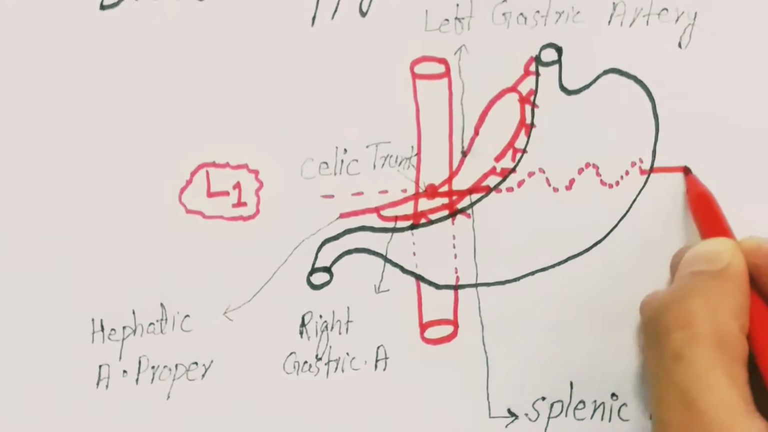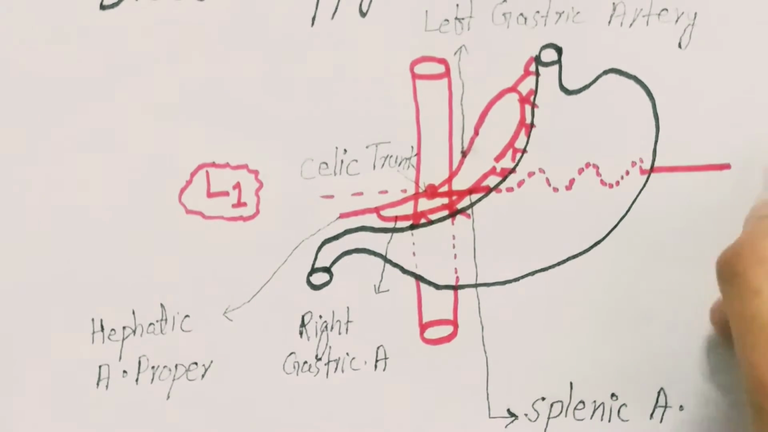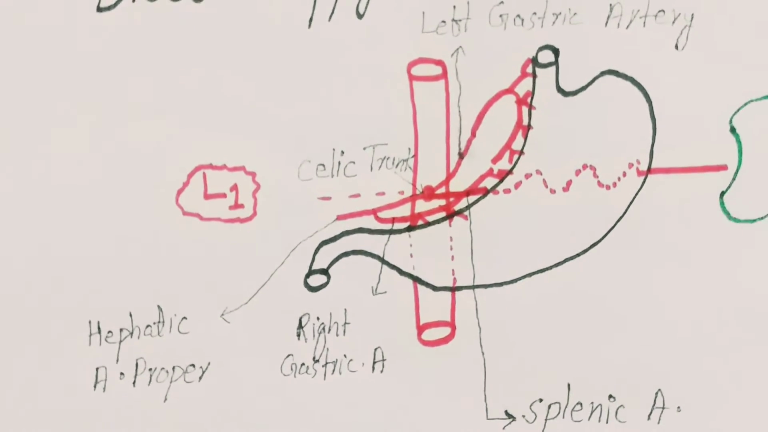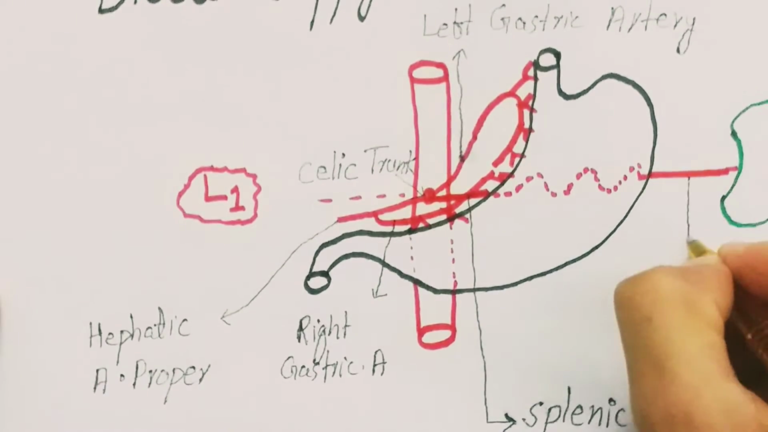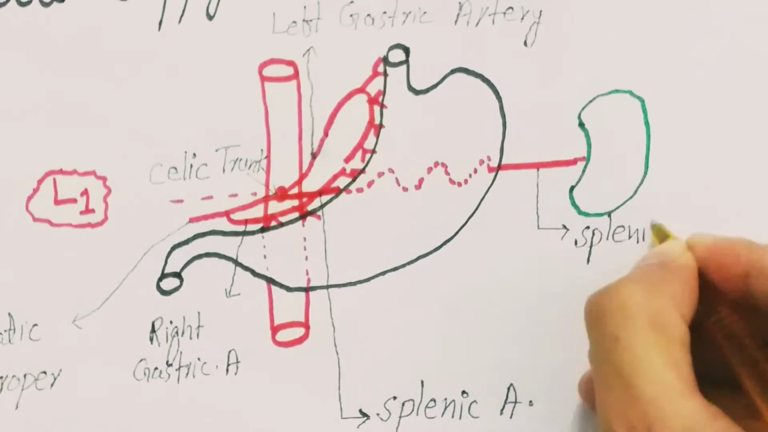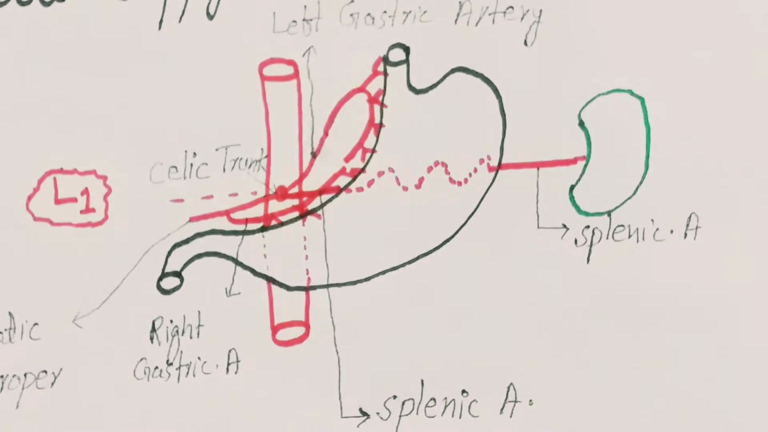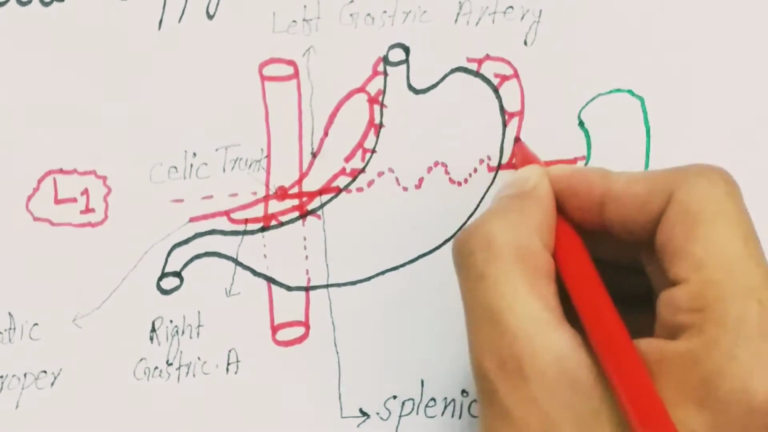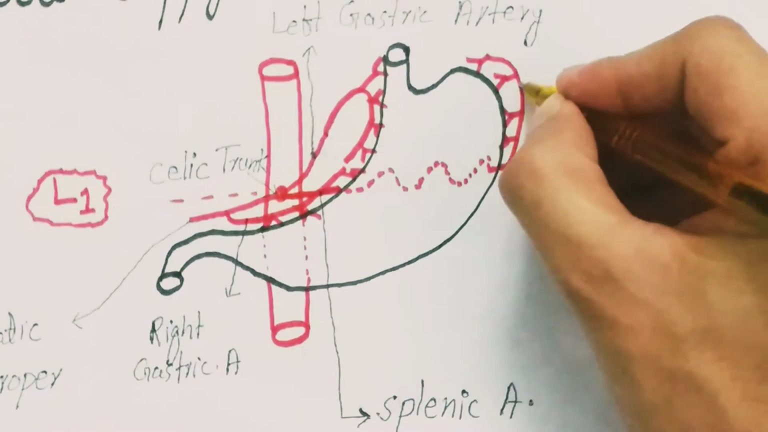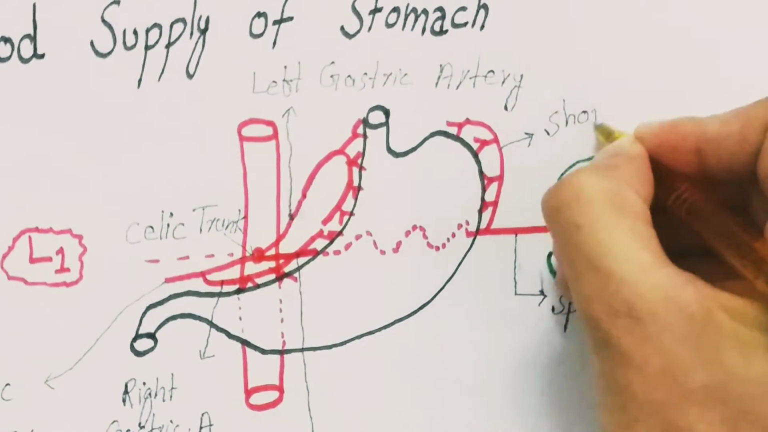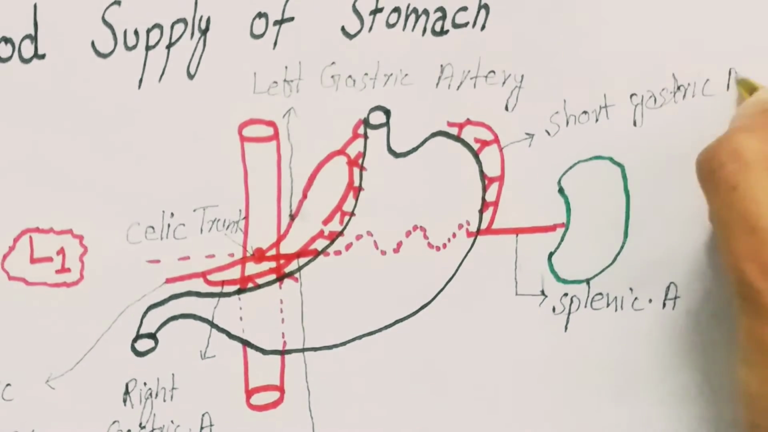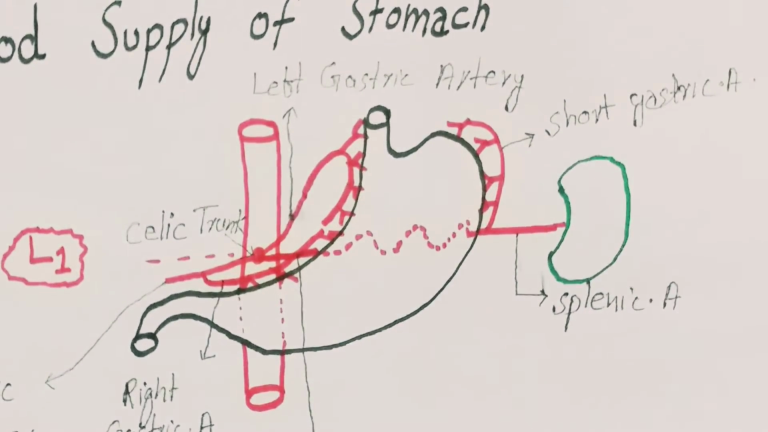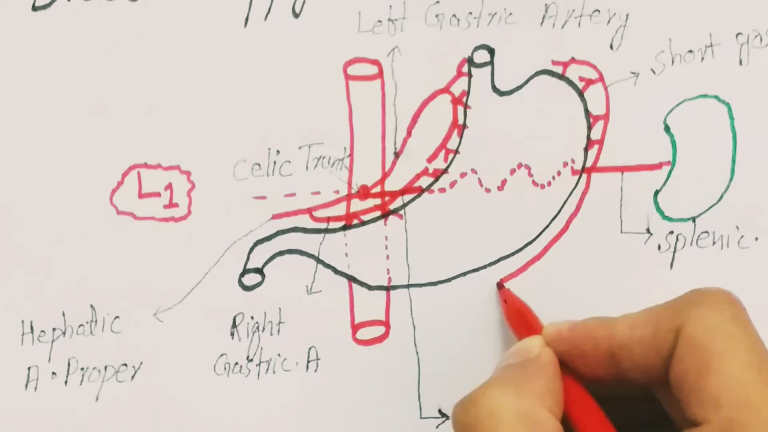Now let's talk about the splenic artery. The splenic artery is passing posterior to the body of the stomach. Its part is tortuous. It is wavy in nature, as you can see, and the splenic artery then terminates by entering into the hilum of the spleen. The very first branch that is given up by the splenic artery is the short gastric artery. The short gastric artery is supplying the fundus of the stomach.